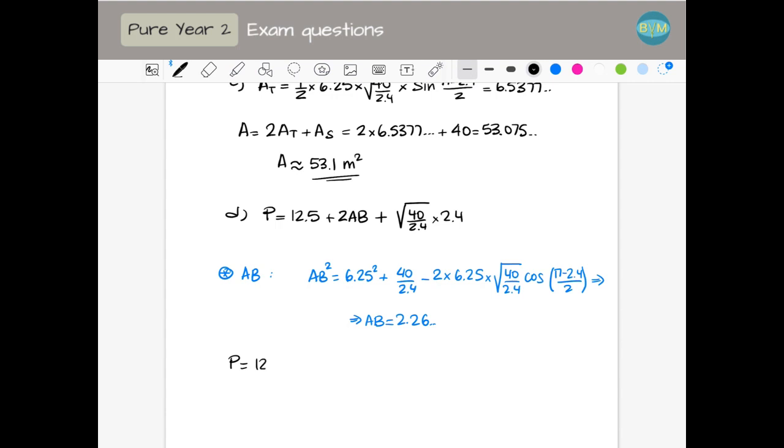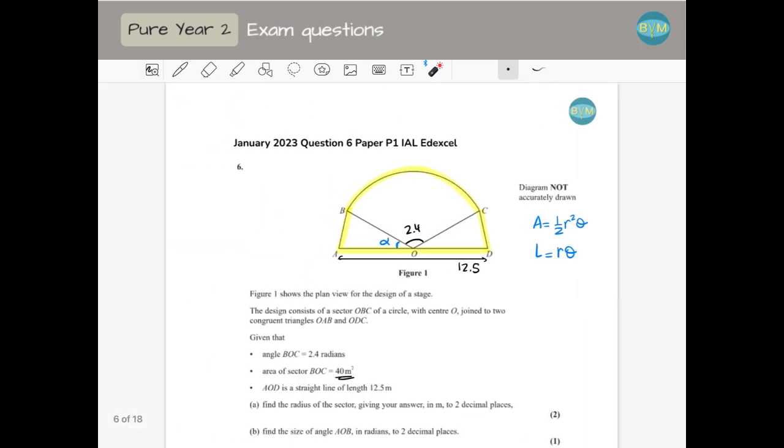The perimeter, if we substitute in the formula that we have, is 12.5 plus 2 times 2.26 plus root 40 divided by 2.4 times 2.4. This is going to be 30.9 meters to 1 decimal place. That's what they asked me to round. But again, if you keep rounding all the values on your way, this value is going to be slightly different, even to 1 decimal place, so just be careful with that. And that's all with this question.